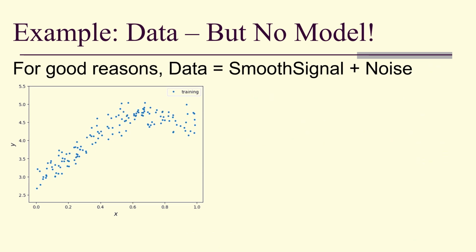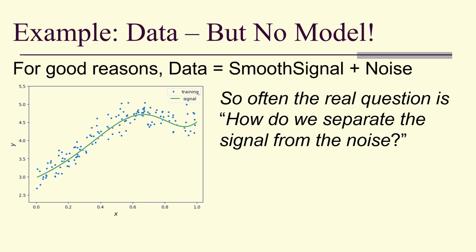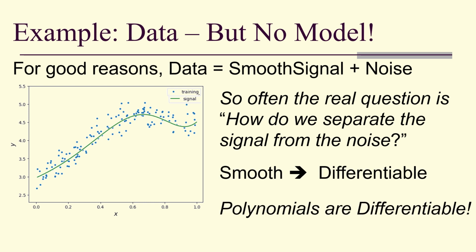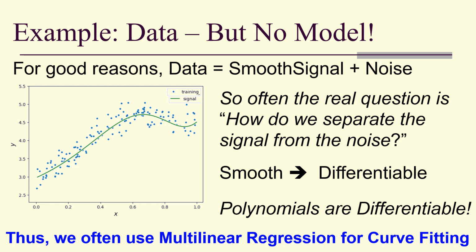So in general, however, if we're looking at this kind of data and trying to fit it with a curve, we're probably assuming we have some very smooth signal, and the noise is what's making it look like this. So here's our original smooth signal we actually used, and we added noise to it. So often the real question is, how do we separate the signal from the noise? Smooth means differentiable. Polynomials are differentiable. So let's use multilinear regression for curve fitting.